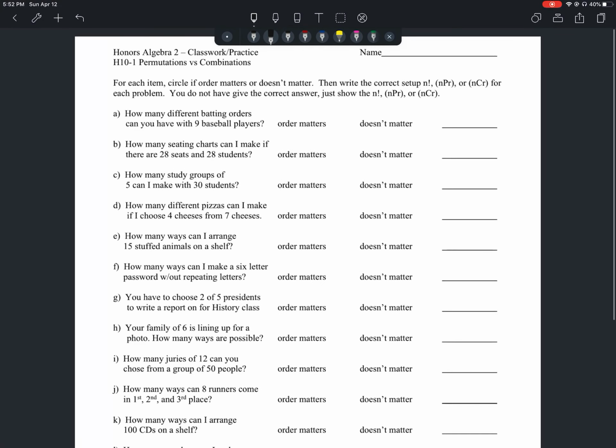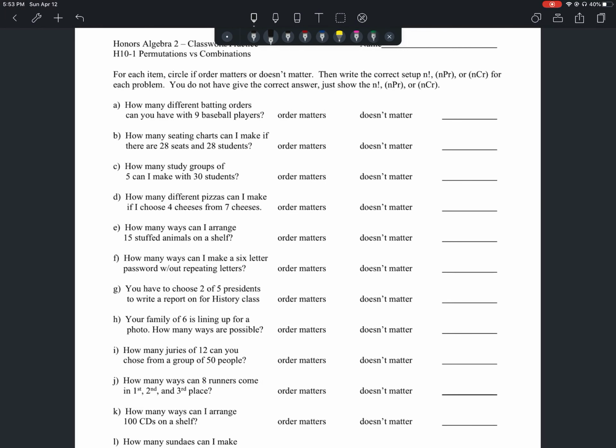All right, welcome to worksheet H10-1 on permutations and combinations. This worksheet should be done after you've finished the notes. This is just a little bit of practice to make sure you're understanding the concepts.